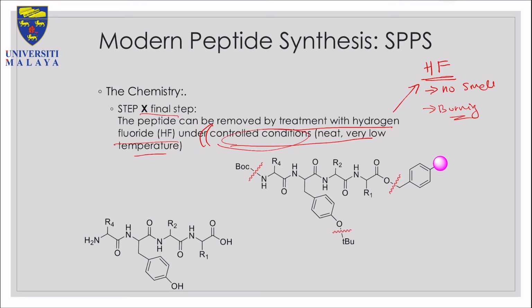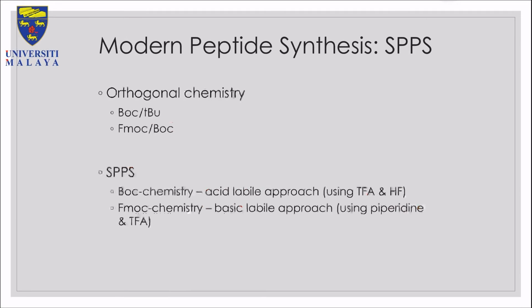All right, so moving back to the final step. When you use HF, because it's a very, very strong acid, it will remove the Boc protecting group on the N terminal. It will remove the t-butyl group protecting all the side chains, and of course you'll be able to cleave the peptide off the linker from the resin and therefore get a crude peptide as shown here. So this one is a crude.